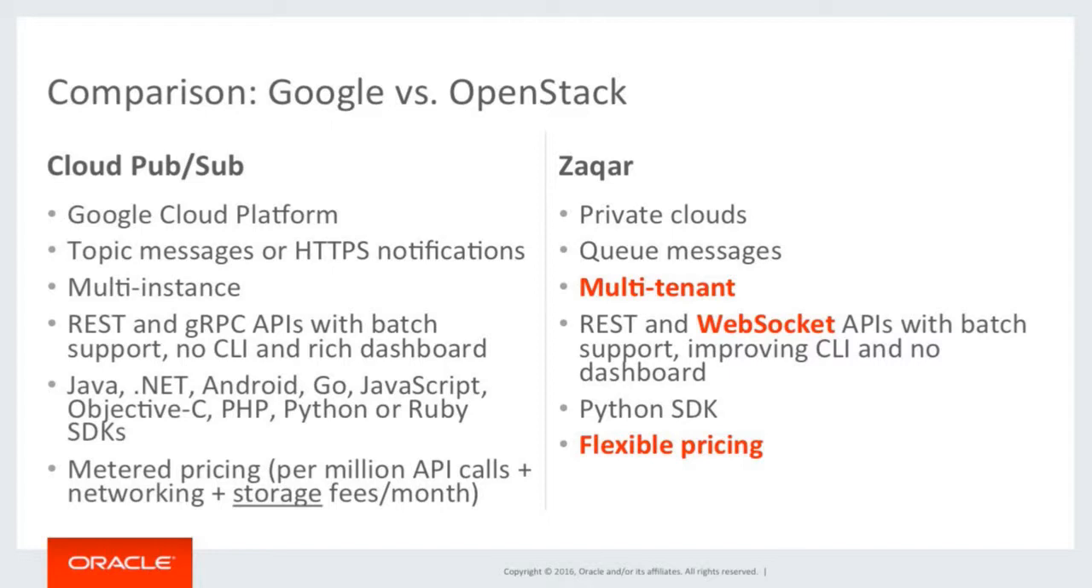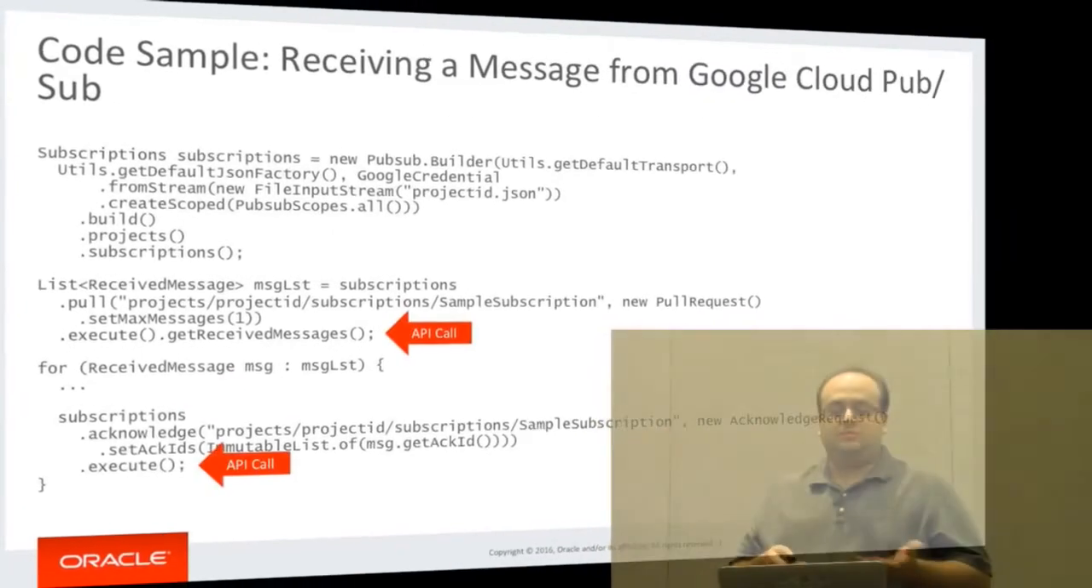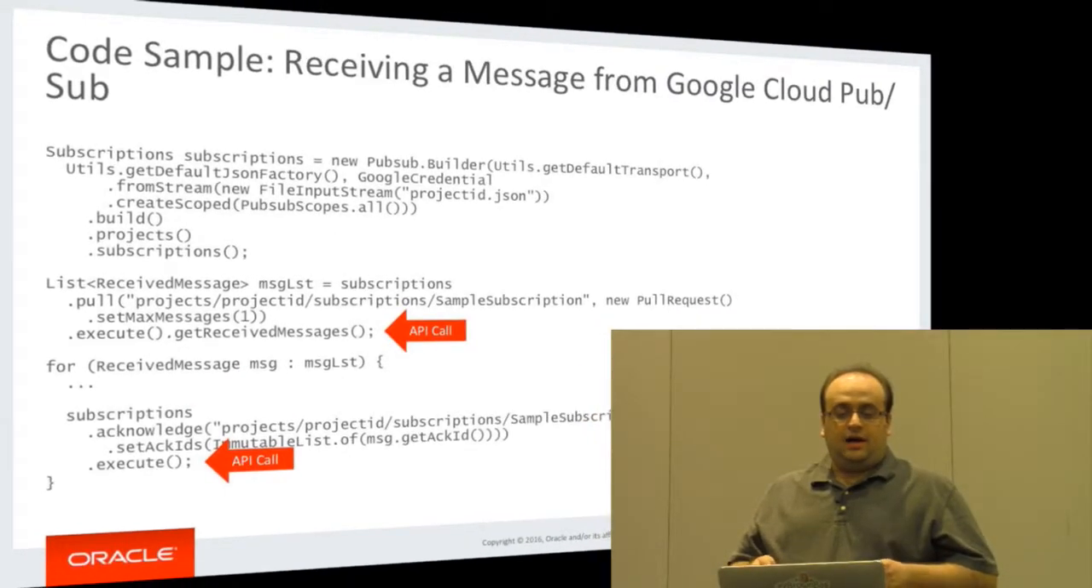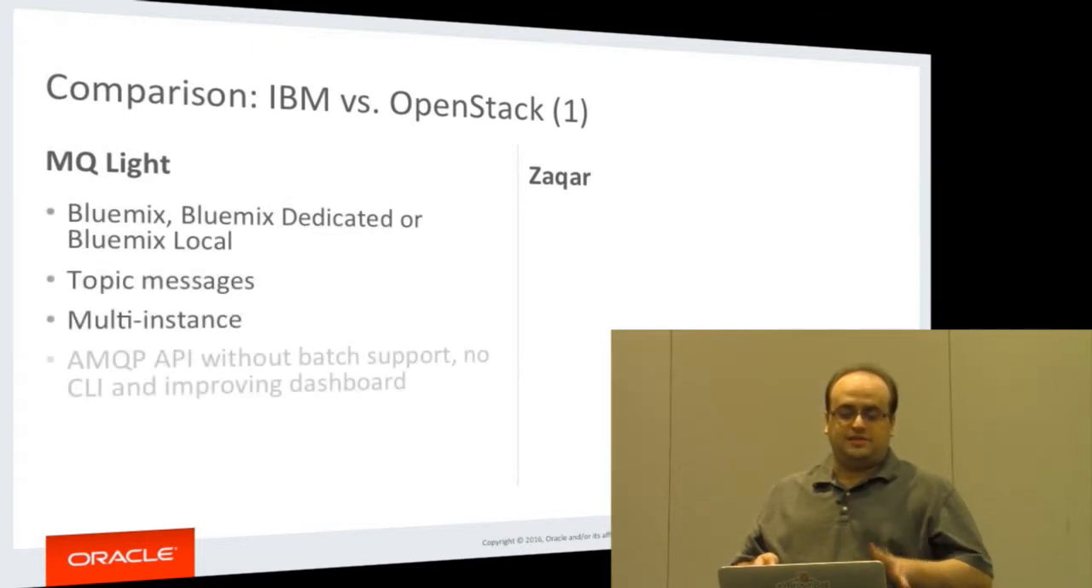So this is important, and again, the pricing can be much more flexible. The API is also very well designed. So 1 call to send, 2 calls to receive, just like Zaqar. There's the IBM service. They actually have 2 of them. This is the first one.